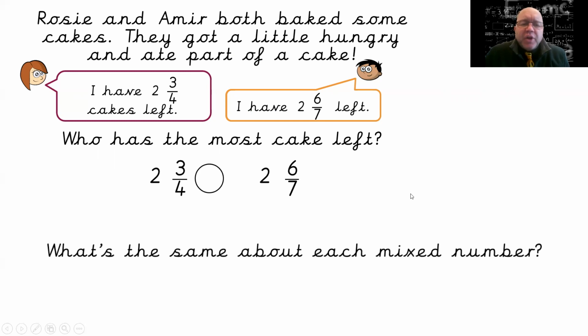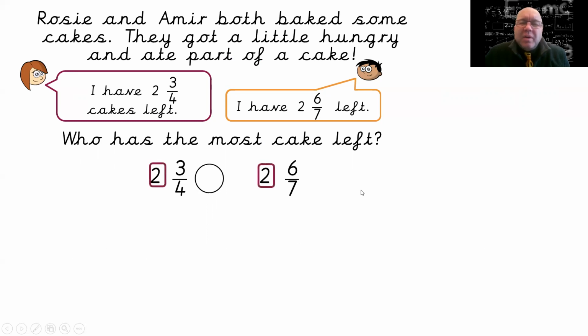Now, the first thing we can do is recognize that both of these numbers have got 2 as a whole. Okay, so as far as working out goes, we can actually just ignore them. They've not gone away. They're still parts of the numbers. They've still got 2 whole cakes, but really we only need to focus on the fraction. So we just need to work out if 3/4 or 6/7 is the larger. So let's take a look.